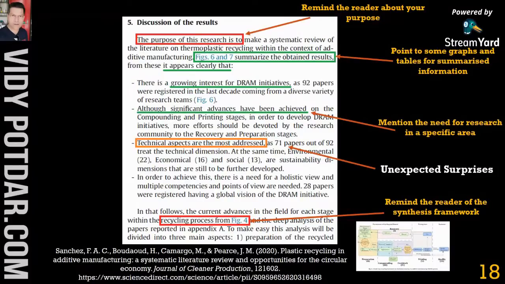Technical aspects are the most addressed, with 71 papers out of 92 treating the technical dimension. At the same time, the environmental, economic, and social sustainability dimensions are still to be further developed. So again, a direction for future research. In order to achieve this, there is a need for a holistic view, and multiple competencies and points of view are needed. Again, what is required for the future.